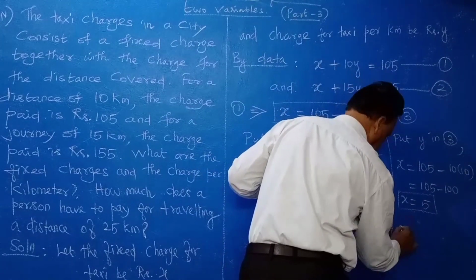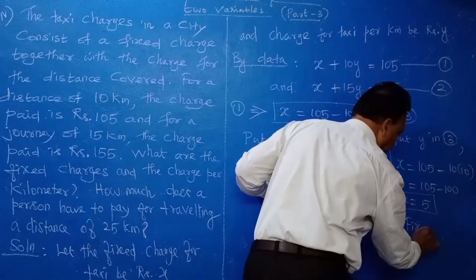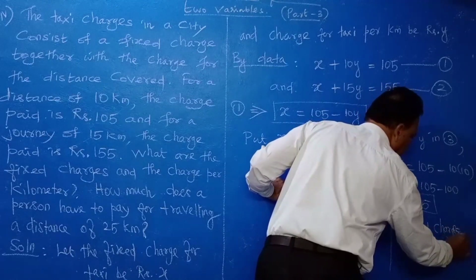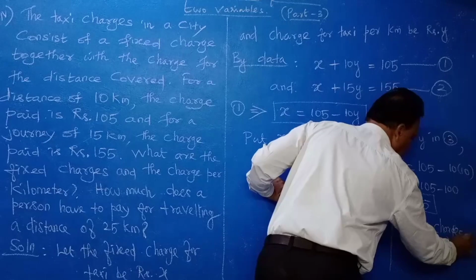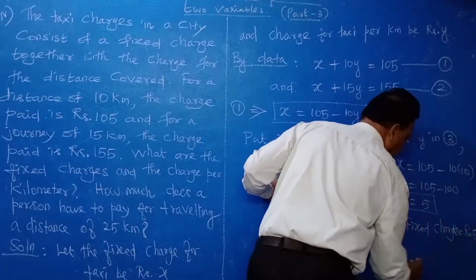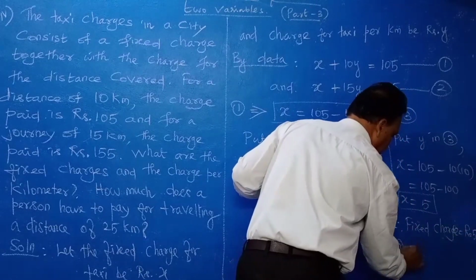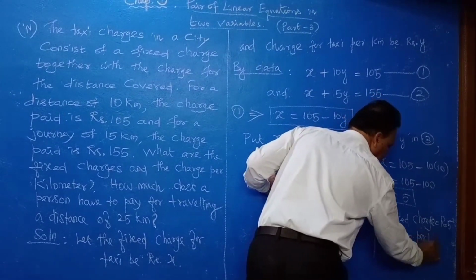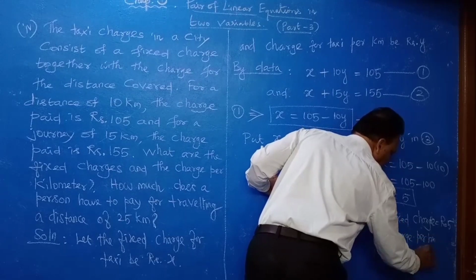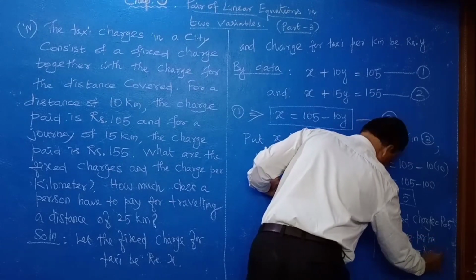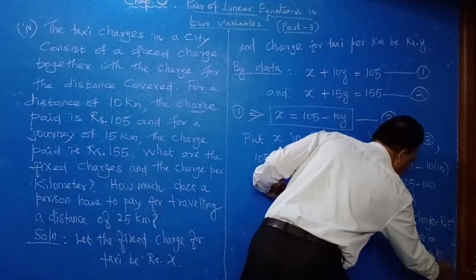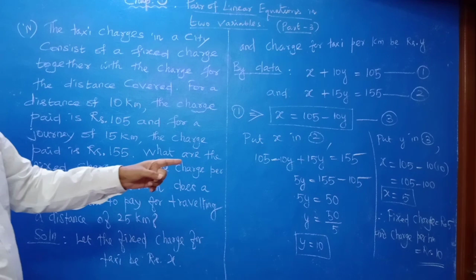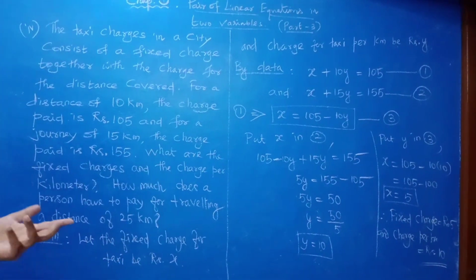Therefore, fixed charge equal to rupees 5 and charge per kilometer equal to rupees 10, the y value. Okay, so fixed charge is rupees 5 and charge per kilometer is rupees 10.